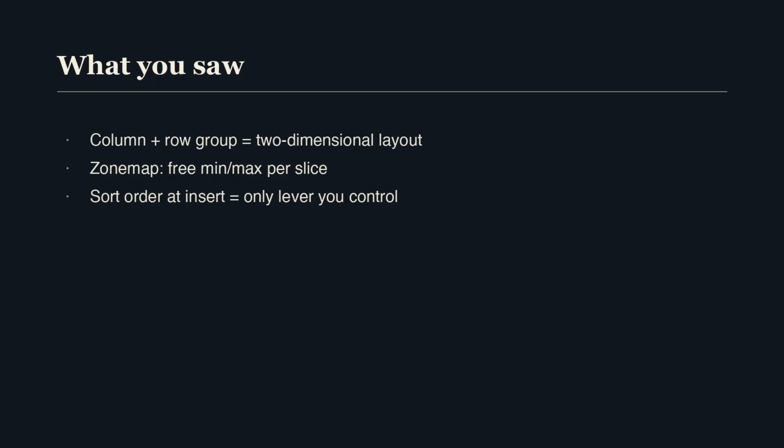There's no CREATE INDEX needed here. The zone map is free, automatic, and always on. Up next, Module 04, Memory and the Buffer Pool.